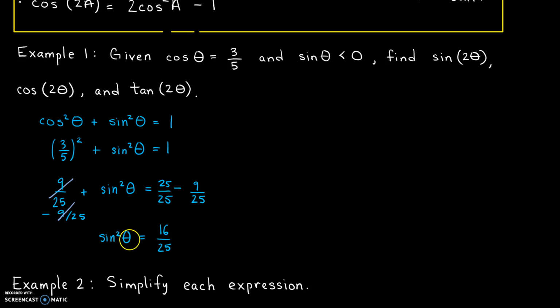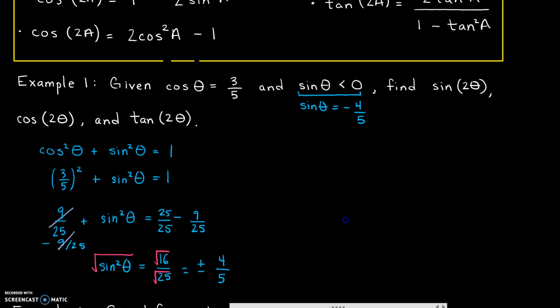Again, I don't want sine squared, I want sine. So I'm going to take the square root to get rid of that square. Just keep in mind that whenever you take a square root, you're going to have a plus or minus. Sine would be plus or minus 4 over 5, since the square root of 16 is 4 and the square root of 25 is 5. But we have to remember our condition that sine is less than 0. So sine of theta is going to be the negative solution, negative 4 over 5.